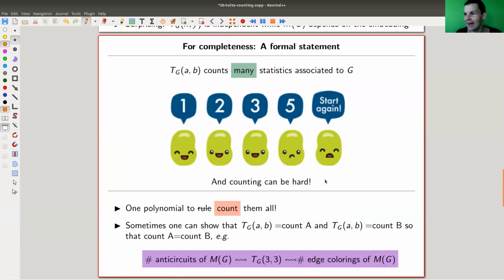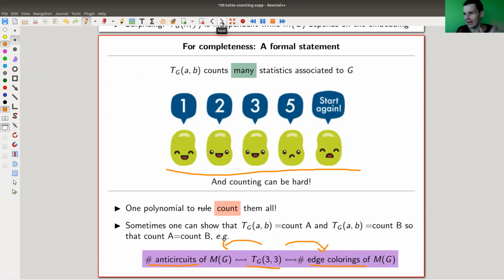Okay, so counting can be really hard. 1, 2, 3, 5, start again. I'm very impressed that the beans here can already count up to, whatever, 3. I can't count up to 3. So counting can be very hard. And the Tutte polynomial somehow is one closed formula, if you want, that counts many different things associated to the graph. So one polynomial to count them all. And it's really impressive. So for example, T33 counts 2 different things, and they're then the same. So here, anti-circuits and edge colorings, very different kinds of things. Still, it's counted by the Tutte polynomial.